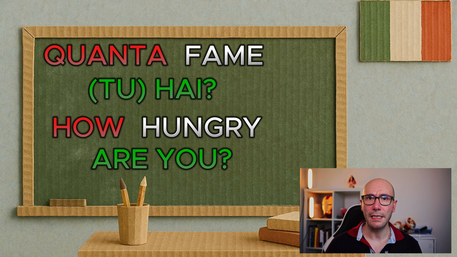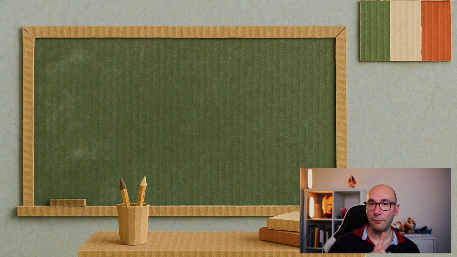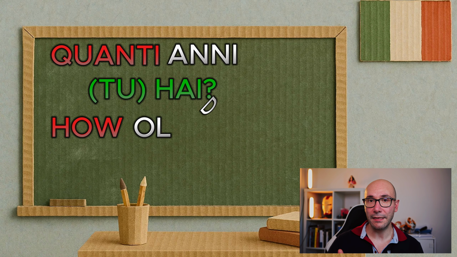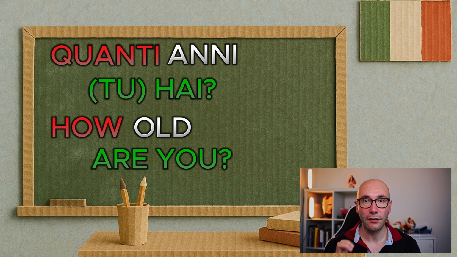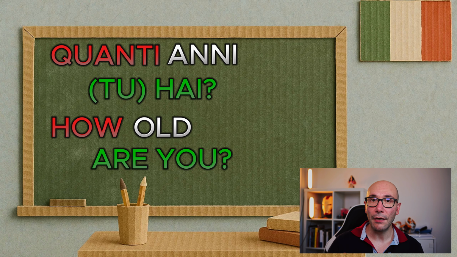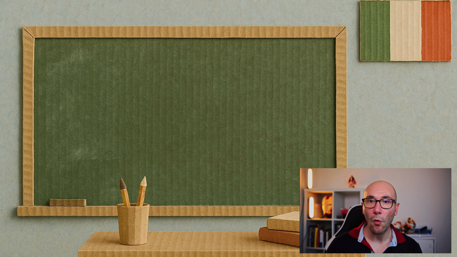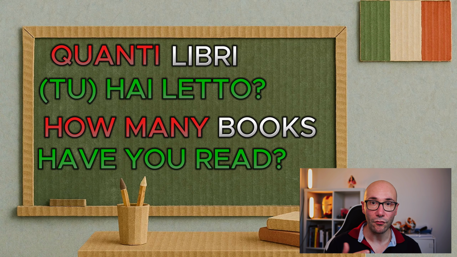So in English, it could sound like, how much hunger do you have? Quanti for masculine plural. Quanti anni hai? Classic example of how old are you? Well, that is the context translation, because in Italian language it will sound like, how many years do you have? Quanti libri hai letto? How many books have you read?